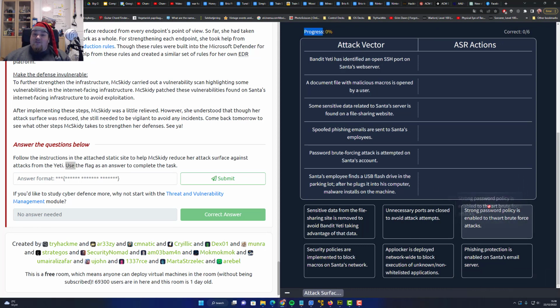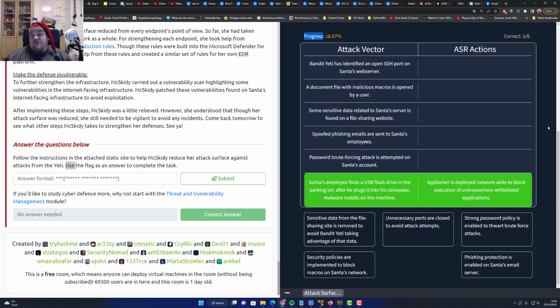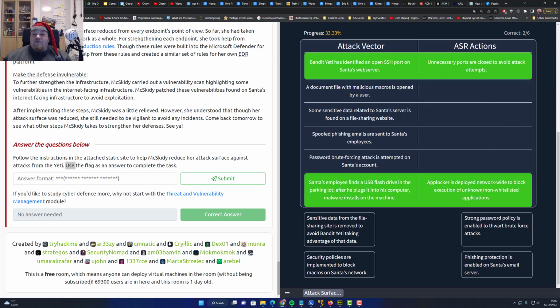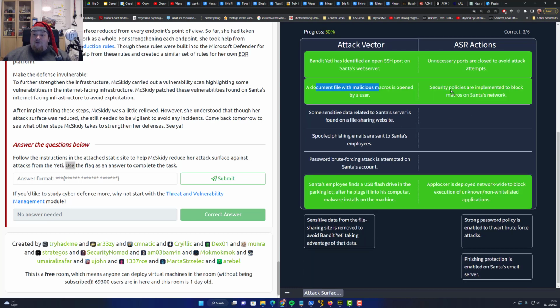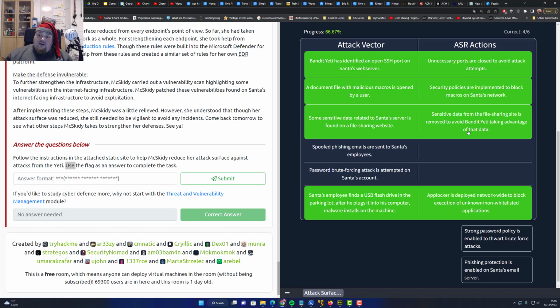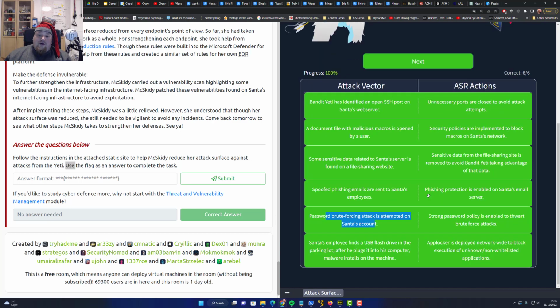And this is drag and drop. Okay, so really, is this okay? Yeah, so I need to drop them. I just need to verify that. Anyways, Bandit Yeti has identified an open port on the web server, so unnecessary protocols need to be closed. A document file with macros is opened by a user, so block macros; a security policy to implement could be to disable them. Also use strong passwords. Some sensitive data related to Santa's server is found on a file sharing website. Sensitive data should not be there, so we remove it. Spoofing emails, enable phishing protection, and the last one is to create strong passwords. So let's continue.